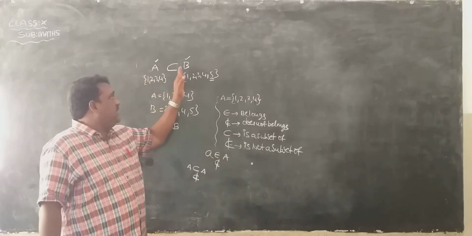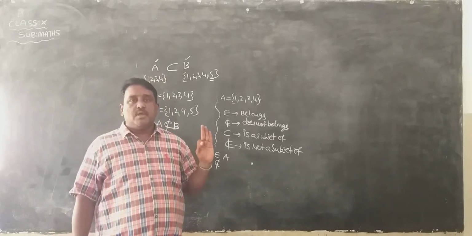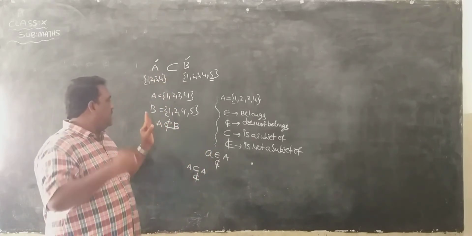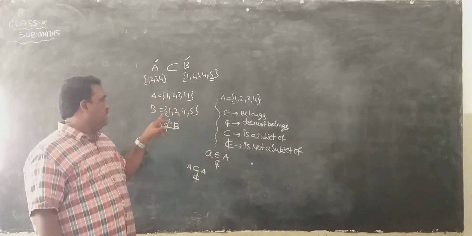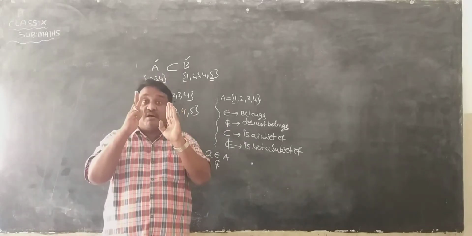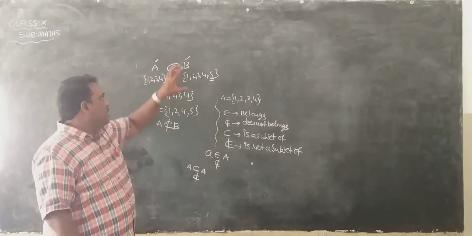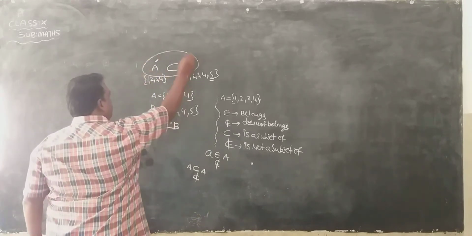A subset B means B is big, A is small. Important topic. Capital A equals {1, 2, 3, 4}, capital B equals {1, 2, 4, 5}. A not subset B. We can read this in 3 ways, as I told you already.